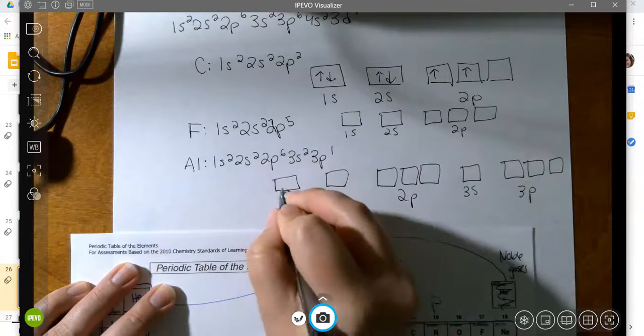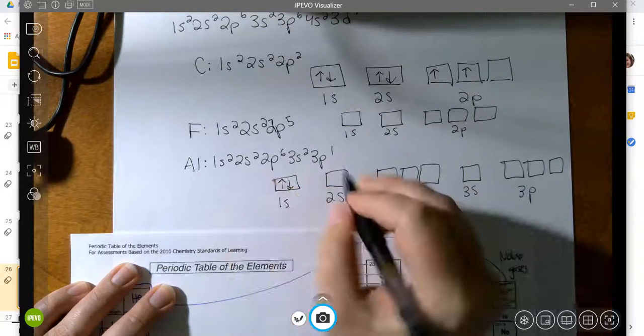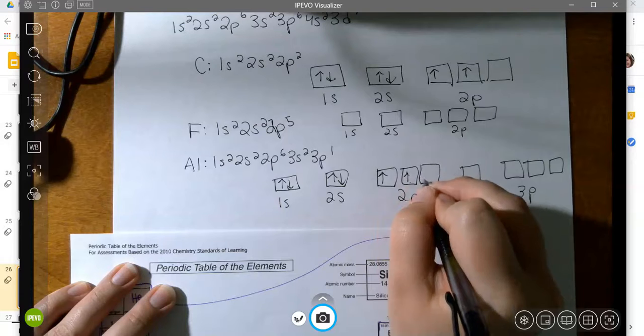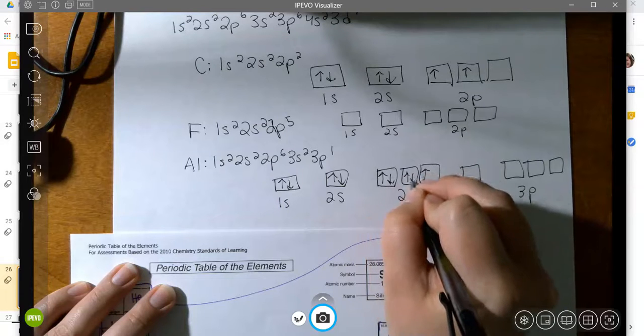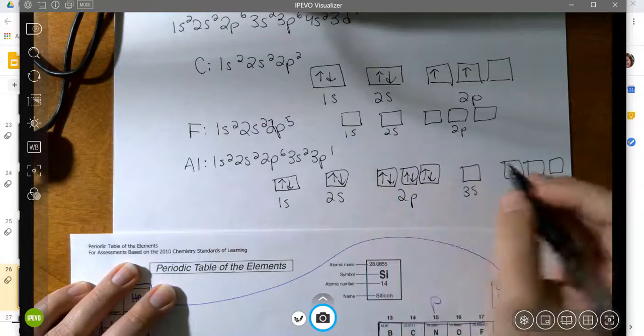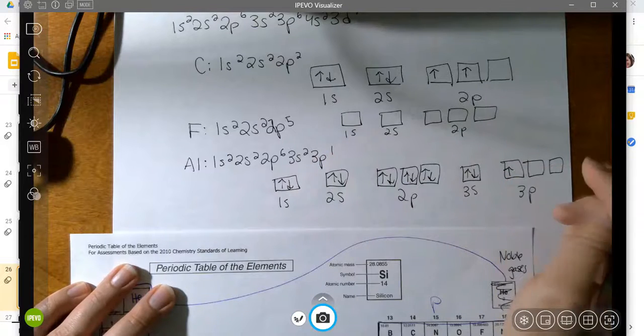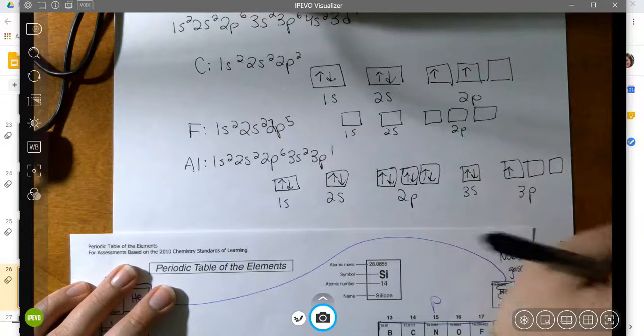Okay, 1s2, 1 up, 1 down. 2s2, 1 up, 1 down. 2p6, 1, 2, 3, 4, 5, 6. 3s2, 1 up, 1 down, and 3p1. Just 1 here. We have 2 empty orbitals, and that is fine.